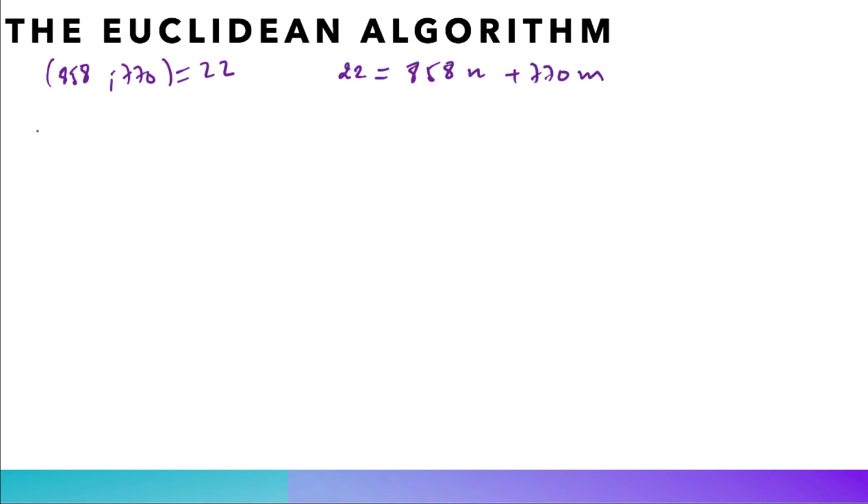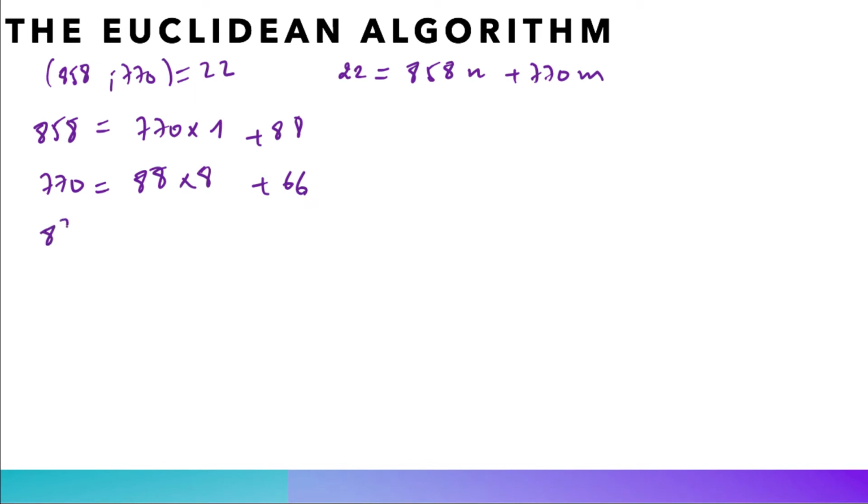If we write down the successive divisions, we know that 858 is equal to 770 times 1 plus 88. We also know that 770 is equal to 88 times 8 plus 66. 88 is equal to 66 times 1 plus 22. And finally, 66 is equal to 22 times 3 plus 0. So we're going to work out the Euclidean algorithm backwards.